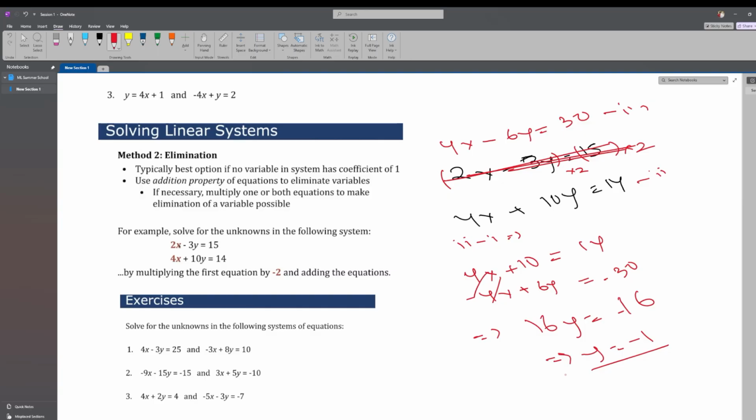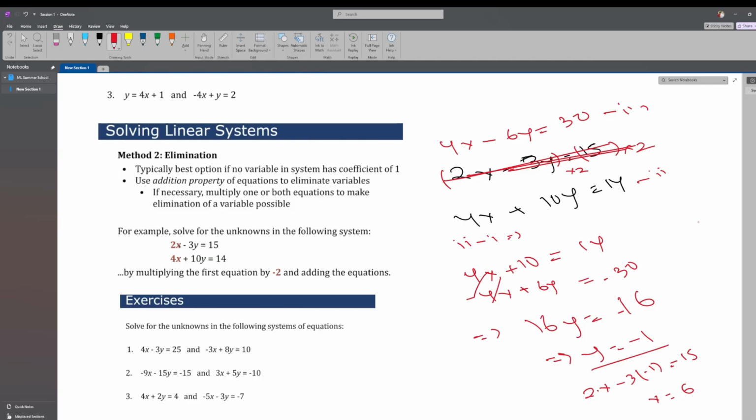If y is -1, then we can easily get the value for x, which is 2x minus 3 times minus 1 equals 15, which should be 3. This is 3, 15, 12. x should be 6 if I'm not wrong.